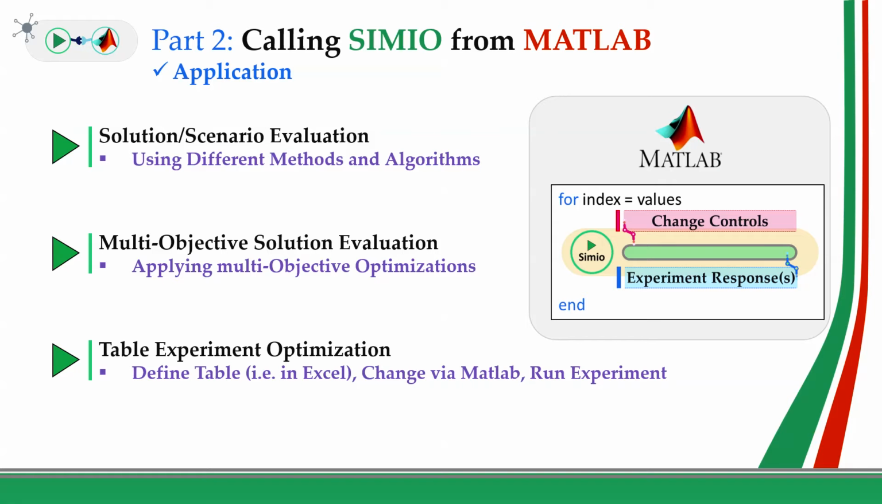The last application is table experiment optimization. Once you have your input data as a table, which could be inside Excel or MATLAB, you really do not need to define multiple controls inside Simio. You can simply put all of those numbers inside a table, and every time, you change those numbers all at once from MATLAB, and then call Simio to run the experiment based on the new data inside the table. By having this integration, you can have a variety of innovative options to run the simulation model inside Simio.